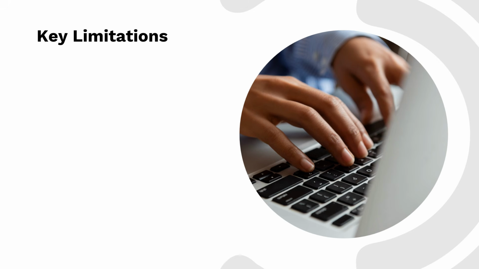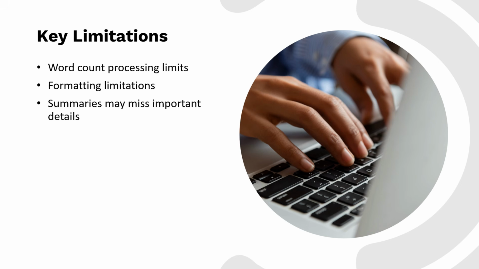Next, we're going to take a look at some of the key limitations related to using Copilot within Microsoft Word. So the first limitation we're taking a look at is the word count processing limits. So typically, Copilot can process around 18,000 to 20,000 words for prompts. Documents that are longer than this may need to be broken into smaller pieces. You may experience some formatting limitations if you try to utilize smart arts, charts, or more complex formatting changes involving headers, fonts, or colors. In terms of summaries, Copilot may miss important details.